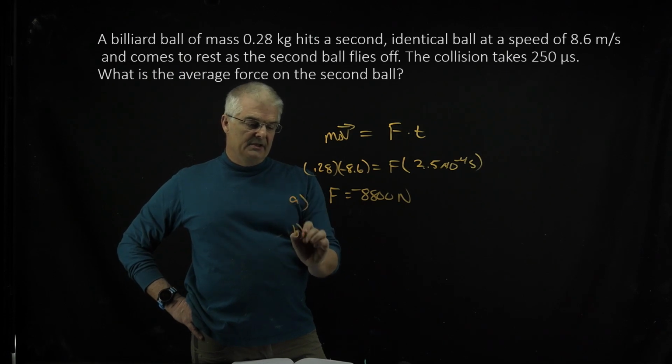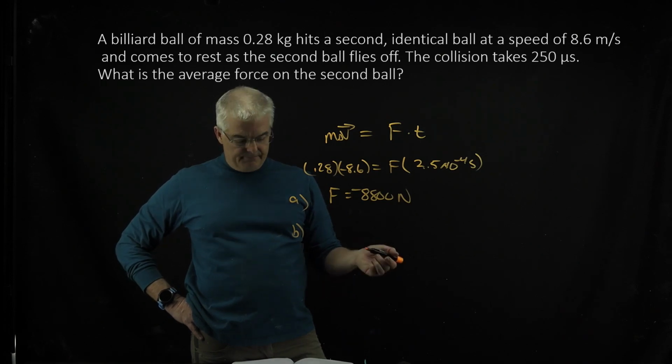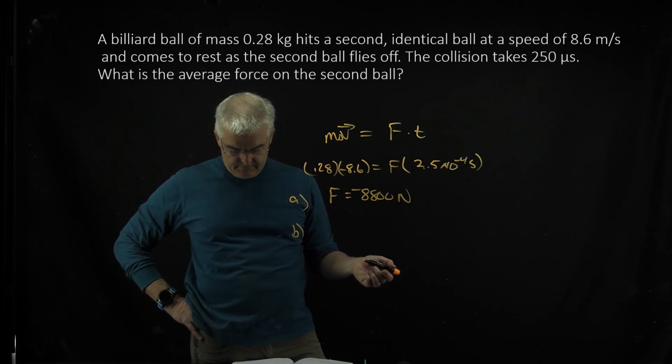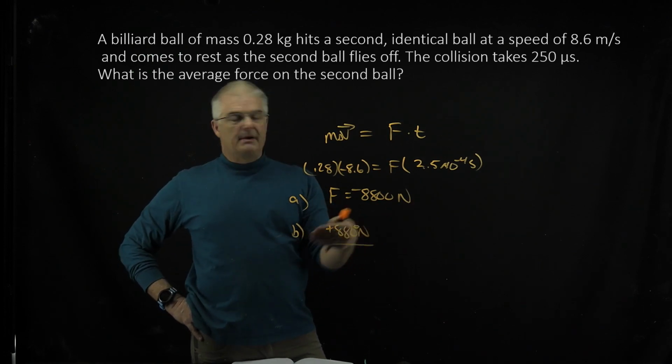There's a question B. It says what force is pushed back on it, the average force of the second ball. That would just be positive 8,800 newtons, because it's pushing back with an equal amount.